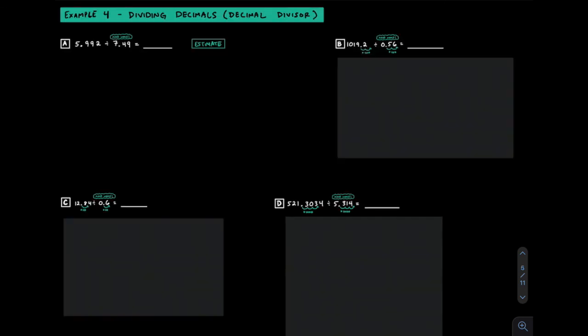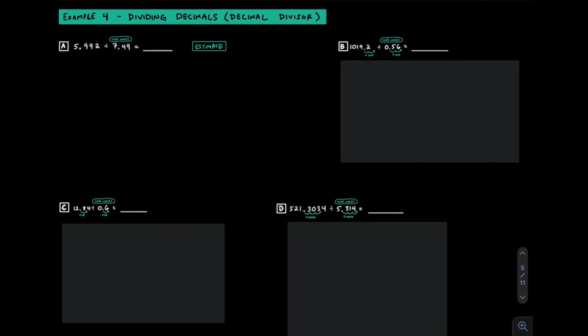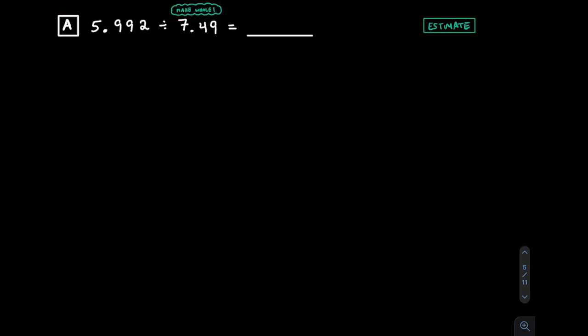In example 4, we're going to try dividing decimals where both the dividend and the divisor have decimals. After we do one together, you're going to do 3 on your own to practice. In this example, notice how 7.49, the divisor, is not a whole number. Right away, we notice that the divisor, 7.49, needs to multiply by 100 to become whole. If we're going to multiply that one by 100, we're also going to multiply 5.992 by 100 as well. Now that the divisor is a whole number, we can go ahead with using the standard algorithm.